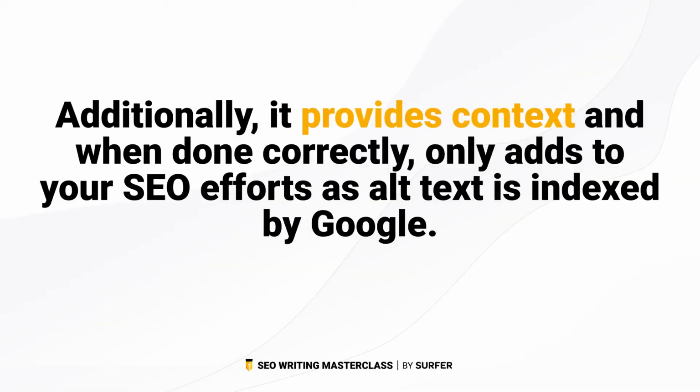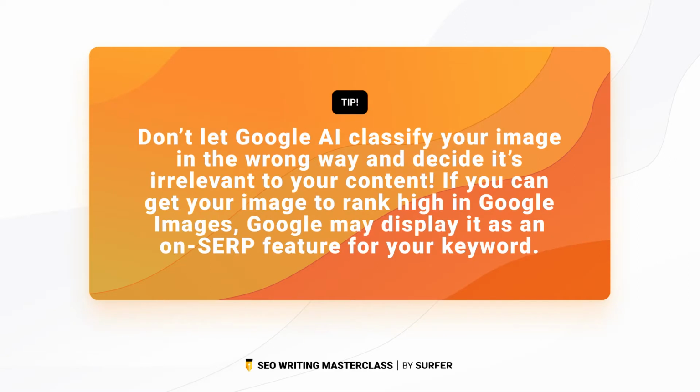Additionally, it provides context and, when done correctly, only adds to your SEO efforts, as alt text is also indexed by Google. Don't let Google AI classify your image in the wrong way and decide it's irrelevant to your content. If you can get your image to rank high enough on Google Images, Google may display your picture as an on-SERP feature for your keyword.